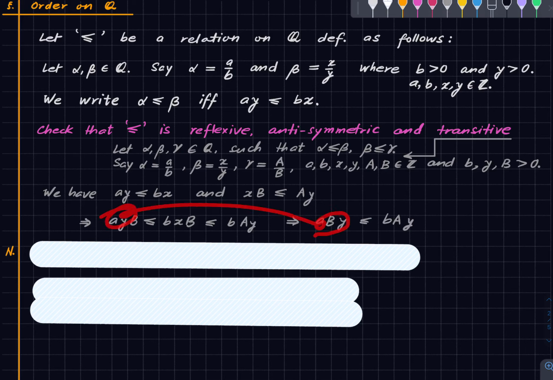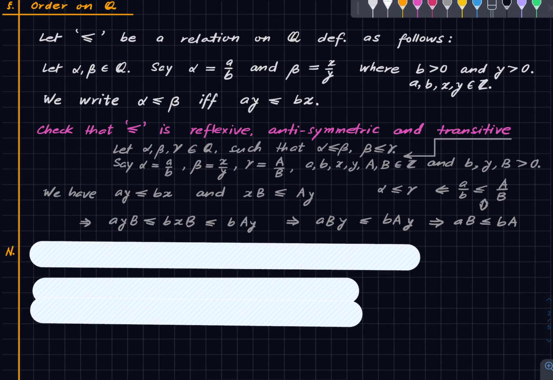This and that are same, and we can cancel y off. Again, since y is positive, we cancel off without changing the inequality. So this implies AB is less than equal to BA, which is same as saying that a by b is less than equal to capital A by capital B, which is same as saying that alpha is less than equal to gamma.